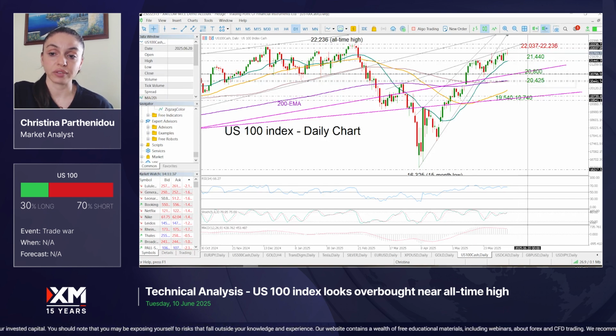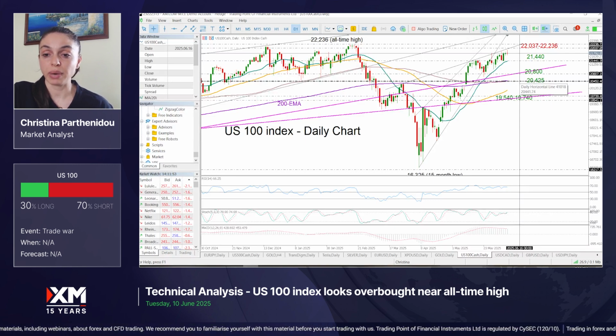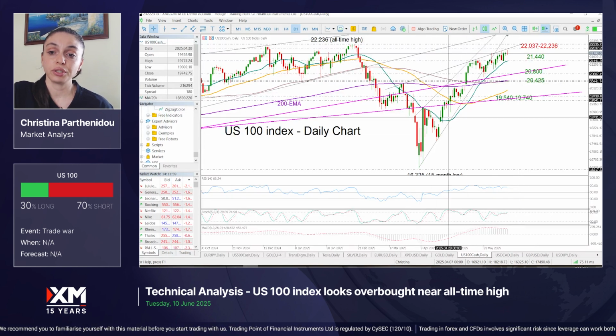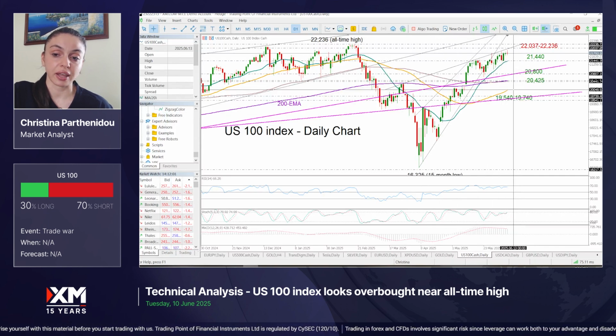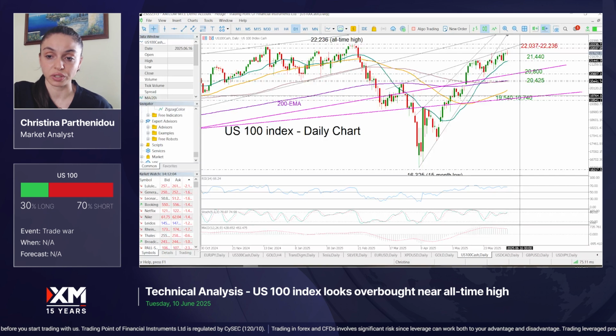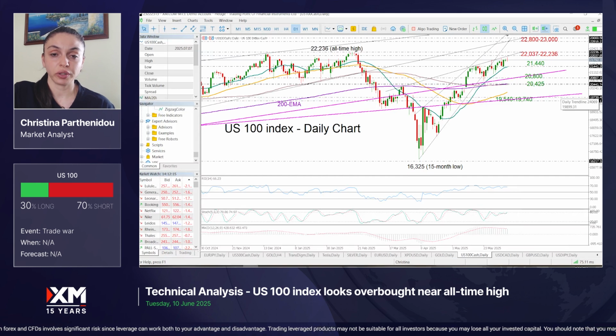A break lower could drive us down to the next pivot point near 20,800. And then the 200 exponential moving average could support the market near the 20,425. Failure to rebound here could send stronger bearish signals, could reverse this upward pattern, and then perhaps more selling could follow towards the 19,540 region and 19,740 territory. So that's everything I wanted to share with you guys.